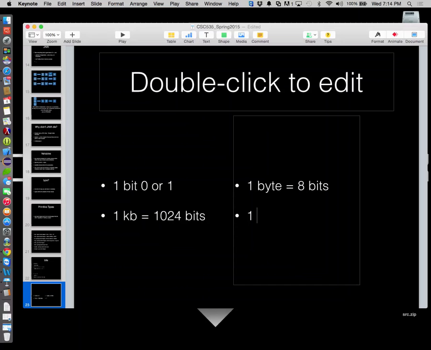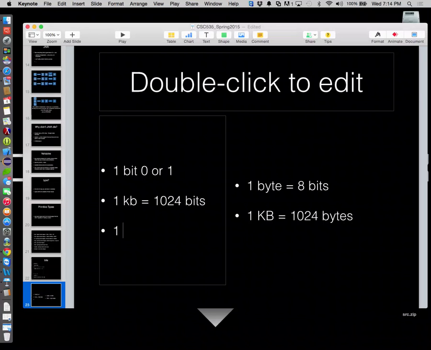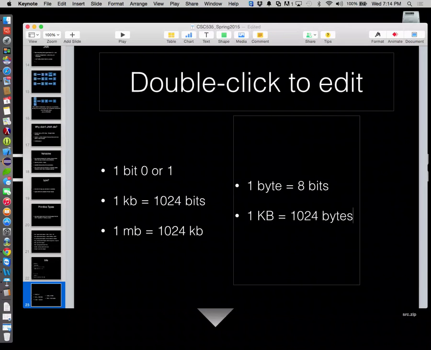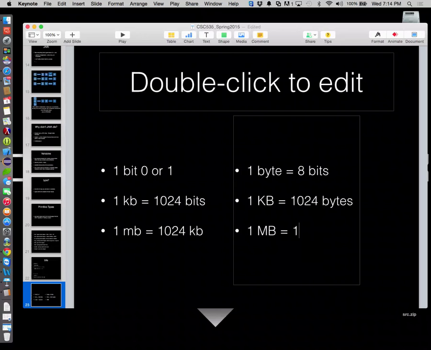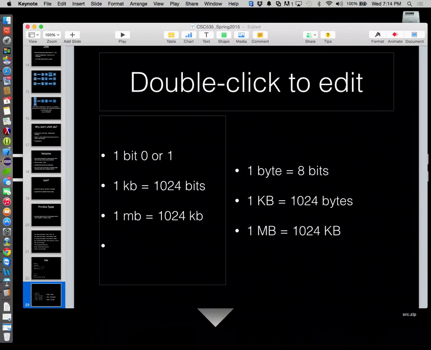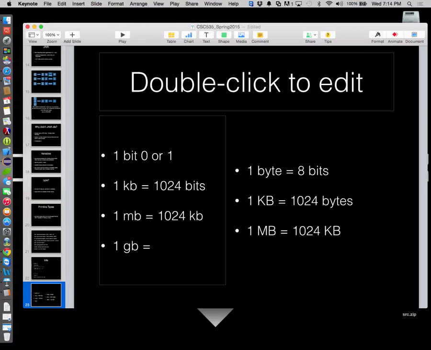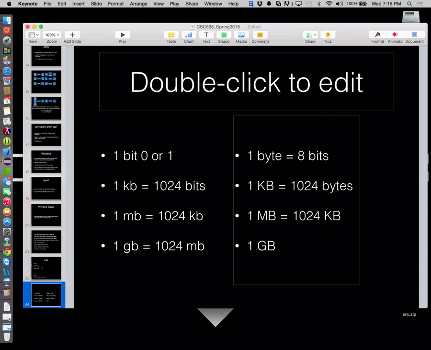A lot of times it's a bigger K, but the most important thing is the B. 1 kilobyte, big B, is 1,024 bytes. 1 megabit is equal to 1,024 kilobits. 1 megabyte is equal to 1,024 kilobytes. 1 gigabit is equal to 1,024 megabits. 1 gigabyte is equal to 1,024 megabytes.